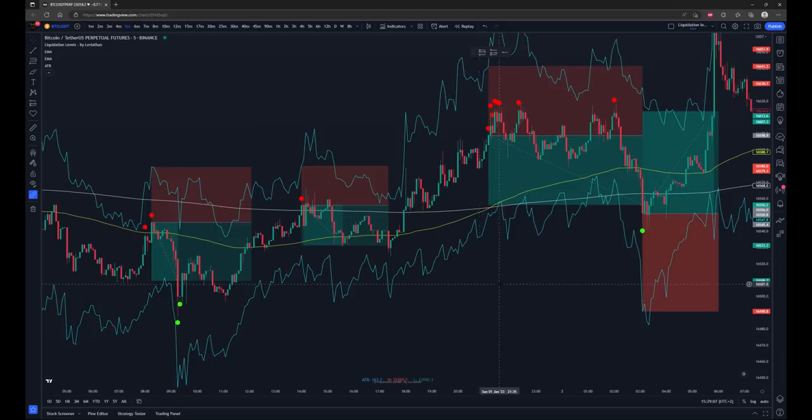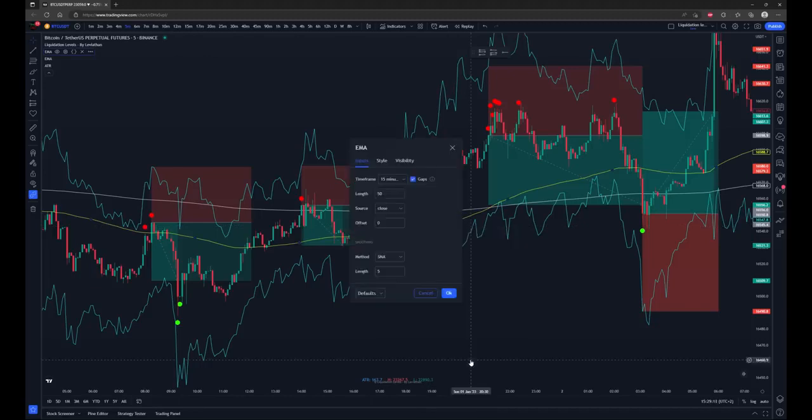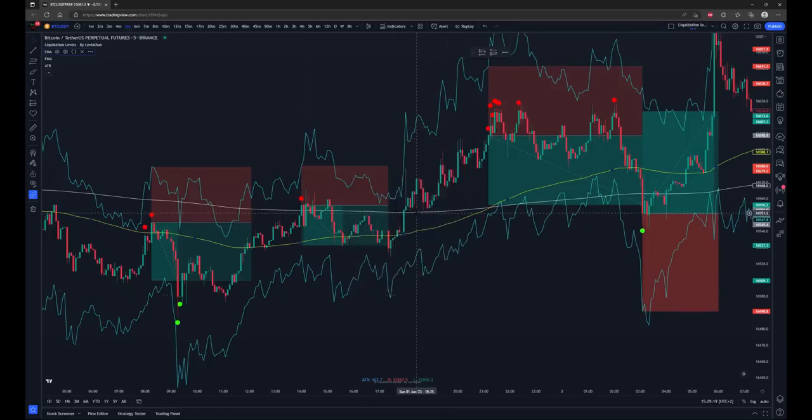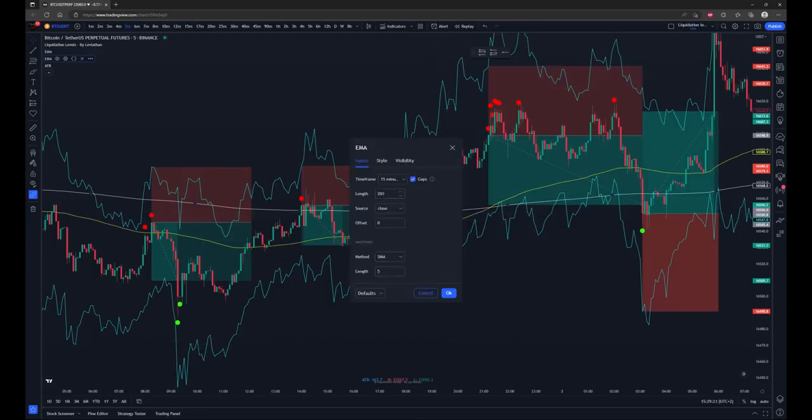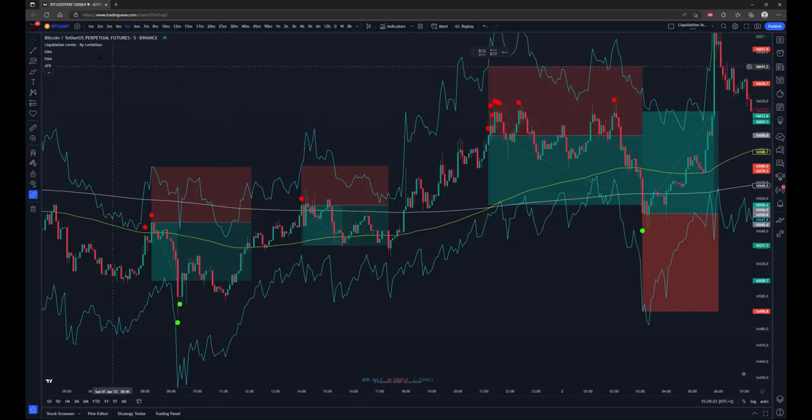All right, so to just run through the indicators first, we just have a 50 period exponential moving average set to a 15-minute time frame, and this is on a 5-minute chart, so just keep that in mind. Then we have a 200 period exponential moving average, also set to the 15-minute time frame. Now, the liquidation levels by Leviathan, that's what's creating these red dots.